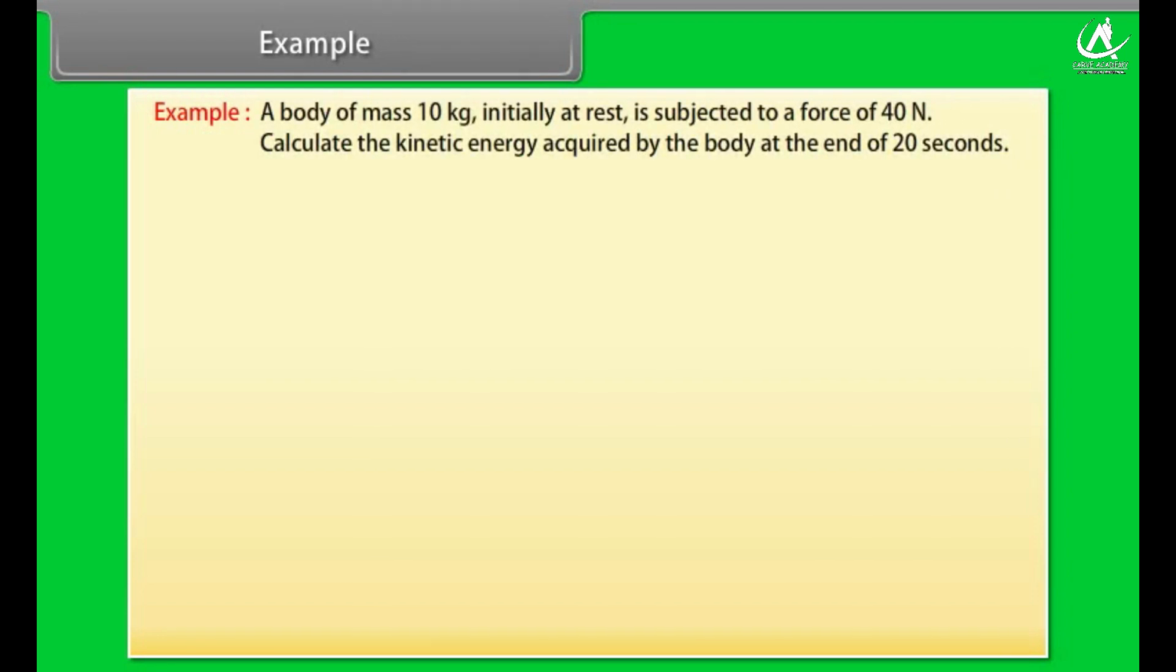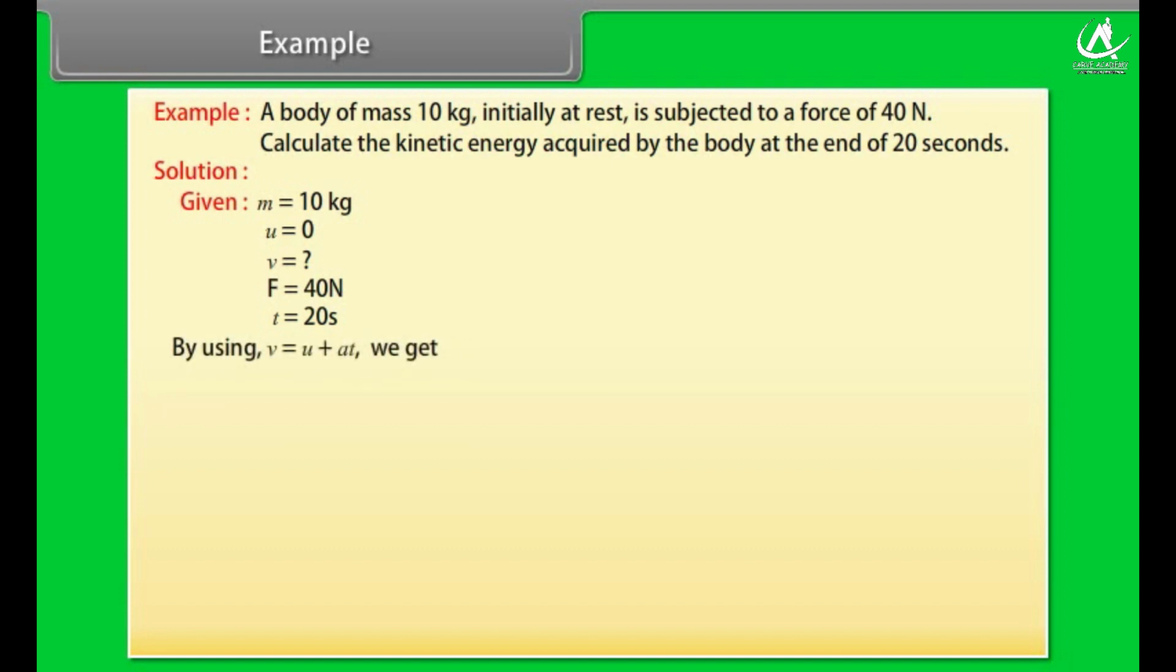Example. Let's take an example of kinetic energy. A body of mass 10 kg initially at rest is subjected to a force of 40 Newton. Calculate the kinetic energy acquired by the body at the end of 20 seconds. Let's see the solution. Given values are m is equal to 10 kg, u is equal to 0, F is equal to 40 Newton, t is equal to 20 seconds.